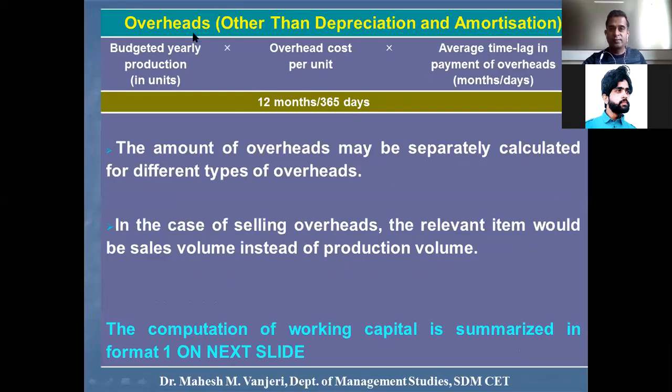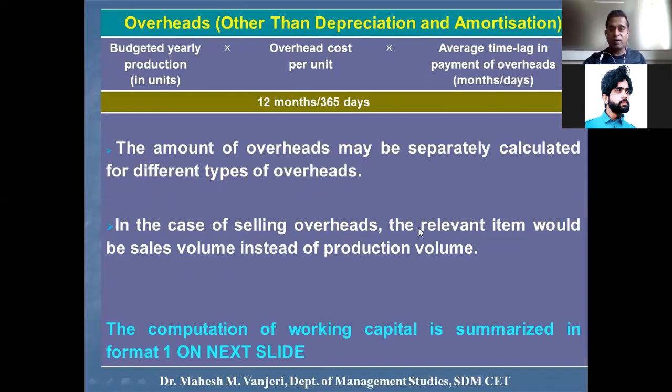Then overheads, other than depreciation and amortization. Amortization is nothing but the installment of the loan. Then budgeted yearly production in units multiplied by overhead cost per unit multiplied by average time lag in payment of overheads. If the overhead costs include depreciation, you have to deduct depreciation. And the amount of overheads may be separately calculated for different types of overheads.